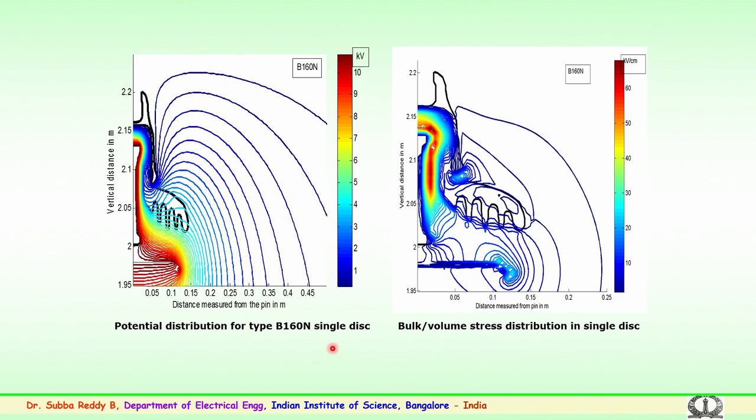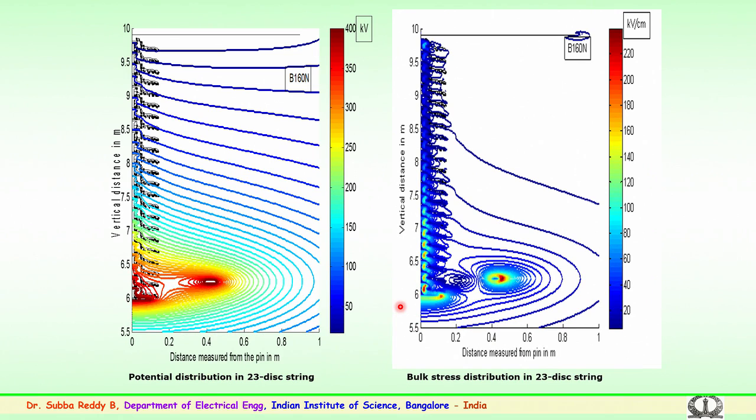This is the potential distribution for different types of insulators. We have also tried to simulate the bulk stress, the point where the insulator could be of high stress zone. So, the potential, the electric field and the bulk stress have been simulated for various insulators and various strings up to 400, 765 kV and all.